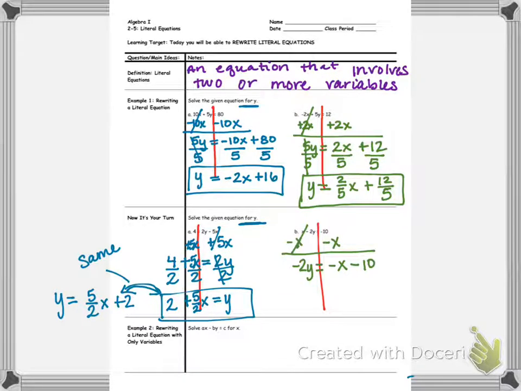And once again, I have that negative 2 that is attached to the y, and so I want to get that off of there. But I have to divide it by every term in the equation. These cancel out. I have y equals negative x divided by negative 2 is a positive x over 2. Negative 10 divided by negative 2 is a positive 5. There goes your answer. You solve for y. You can't do anything else.